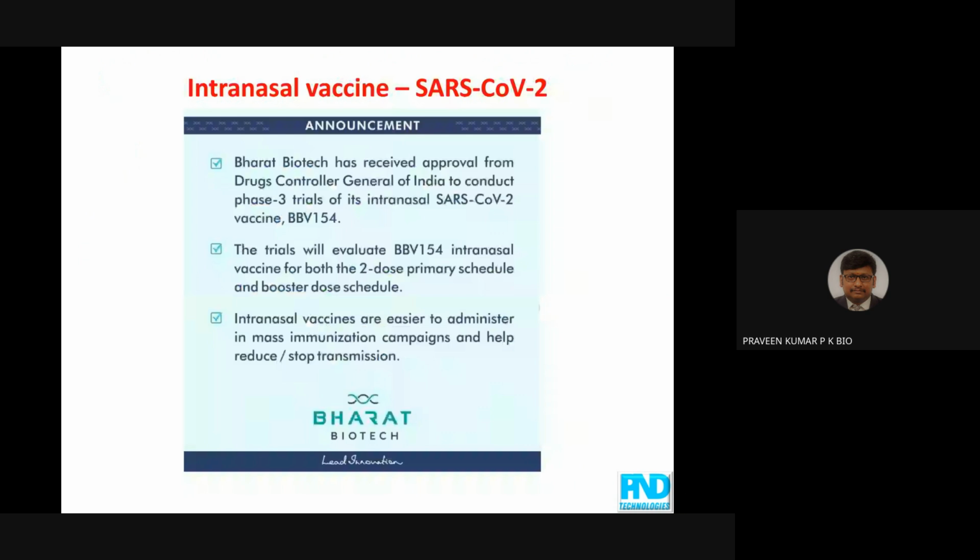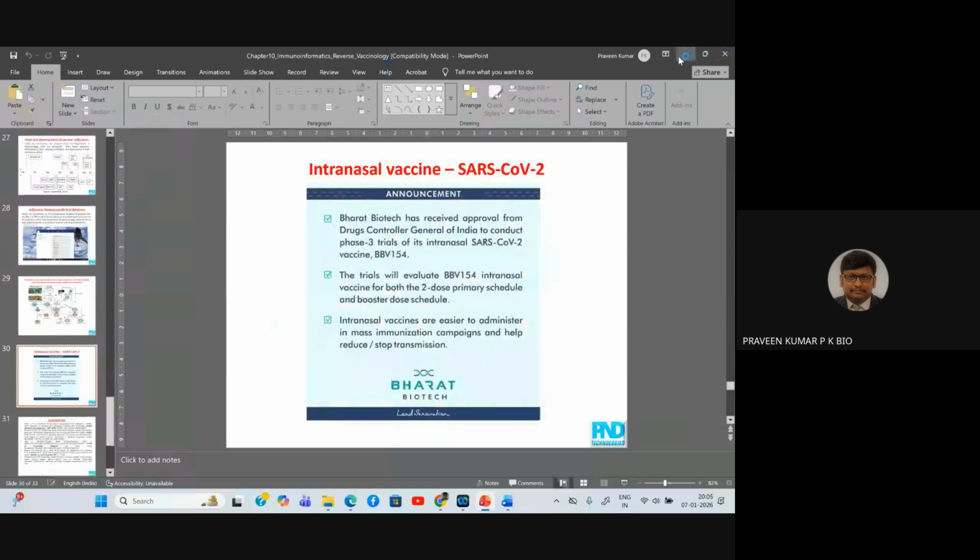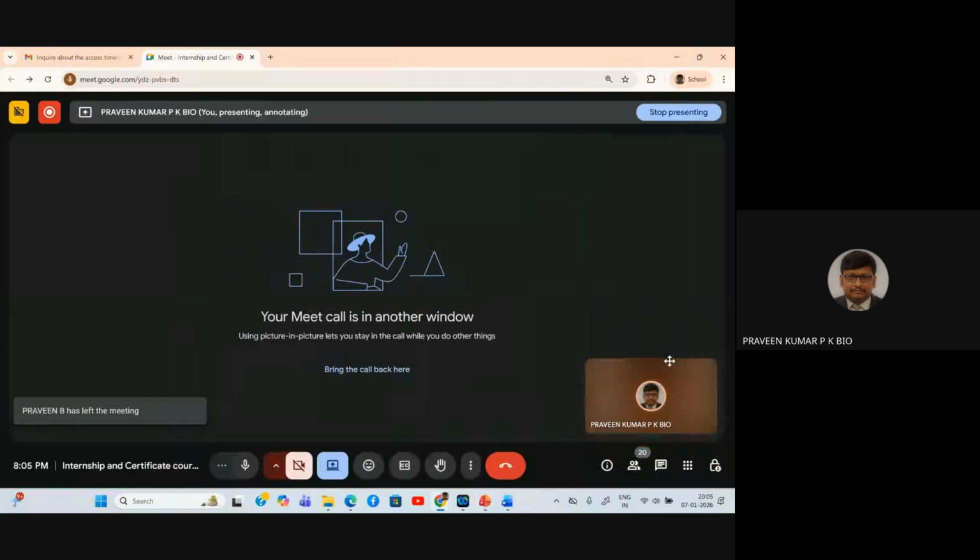More about T cell based vaccines and B cell based vaccines, especially with respect to hands-on, we'll be discussing tomorrow. Today, I have completed the basic information of immunoinformatics with respect to reverse vaccinology.